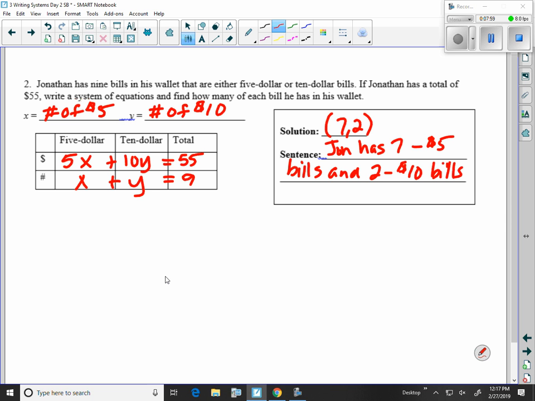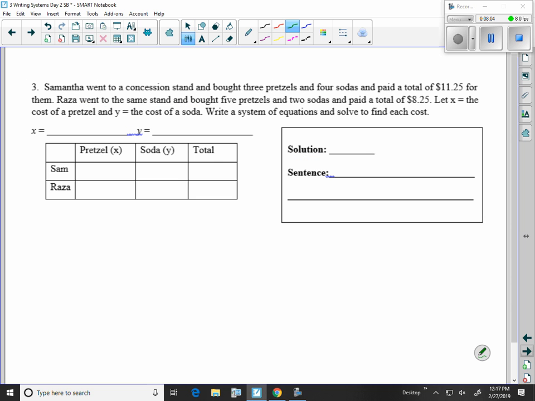Okay, what questions do we have? We doing okay? All right, number 3. Samantha went to a concession stand and bought 3 pretzels and 4 sodas and paid a total of $11.25. Roz went to the same stand and bought 5 pretzels, 2 sodas, and paid $8.25.